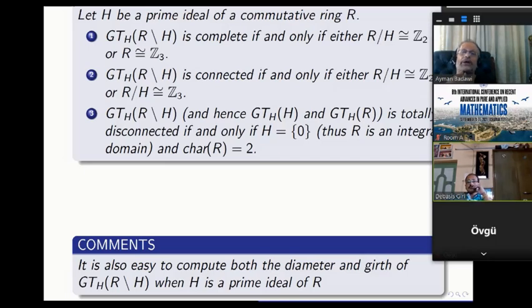Okay, what about connected? The graph will be connected if and only if R mod H is Z2 or R mod H is Z3. So look, if this graph is connected, which graph? I'm taking the set of vertices to be all the elements of R, take away H. If this graph is connected, then it has to be complete by 1 and 2. Okay? All right.